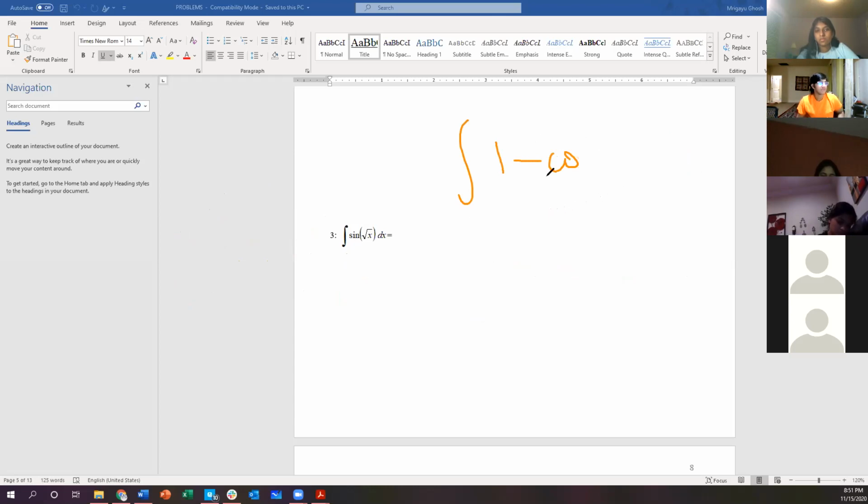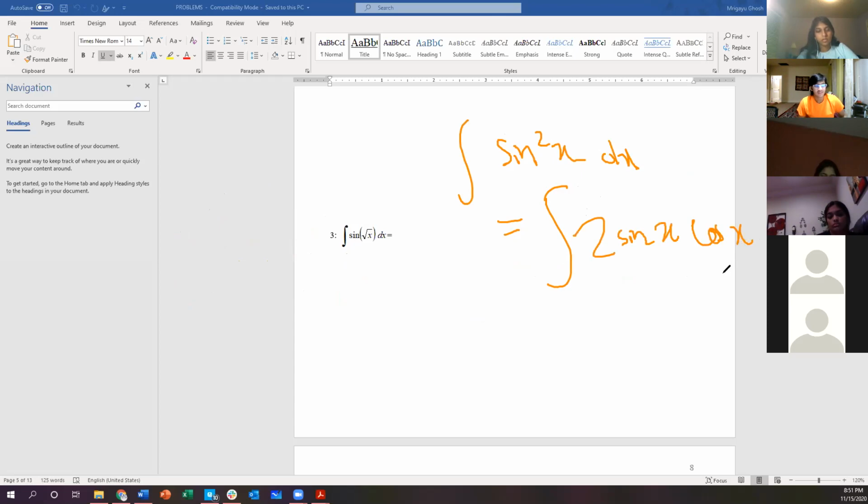Oh wait, no, hold on. We did sine squared. We were doing sine squared x, right? So what would it be? Do you use your power reducing identity? Probably. What is it, like 2 sine x cos x? I forgot these identities. Is that what it is?